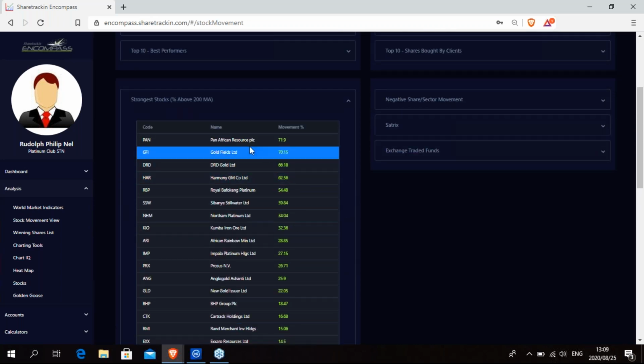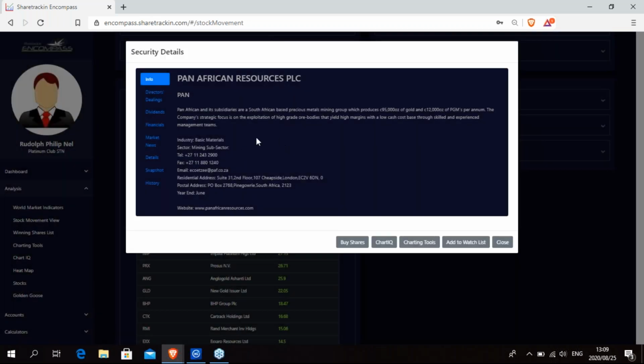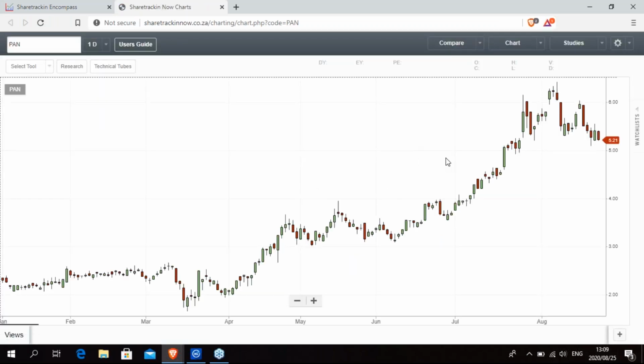Now, how the 200-day moving average line works is, let's say, for instance, Pan Africa. And so we're going to click on Pan Africa. It's going to give us the security details for the share, and we're going to go over to the chart IQ, and it's going to give us the chart IQ or the chart for this share. All right, for PAN. Now, how the 200-day moving average works is, if we go to studies right at the top.